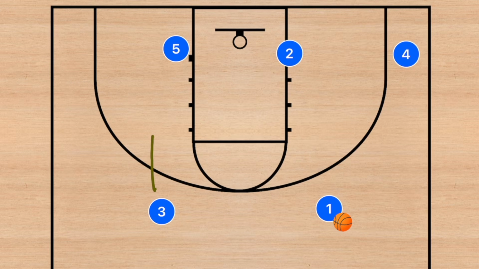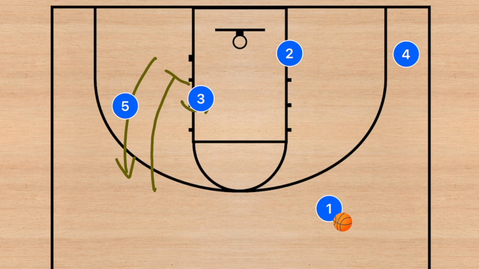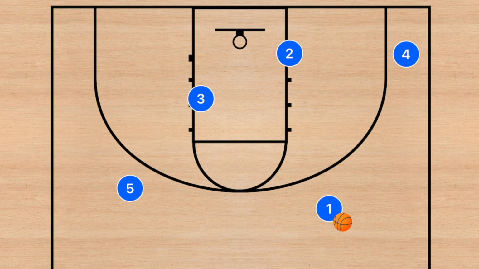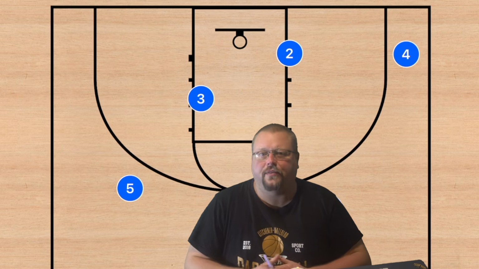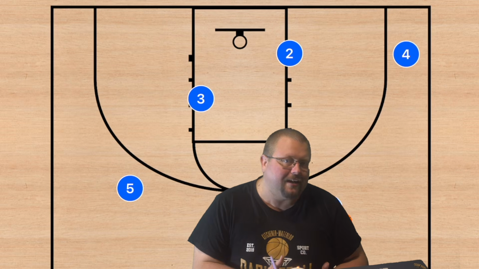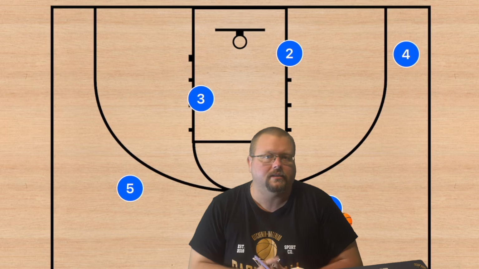Next in flex is going to be a pin down screen from player 3. Player 5 is going to use that screen, and player 3 is then going to show or post up or roll towards the key. This gives player 1 another option to pass to, either for a 2-point shot or potentially a 3-point shot. That right there is the flex action. It's very simple, it's very easy, and you can run it with your team.